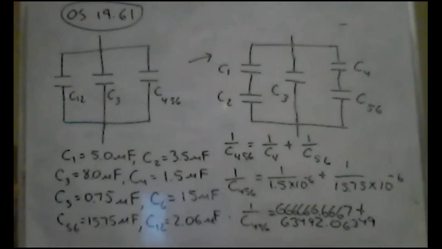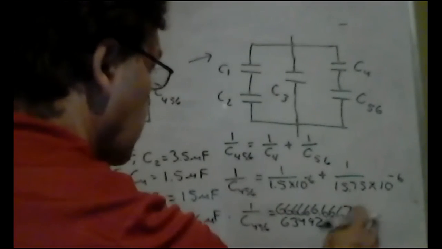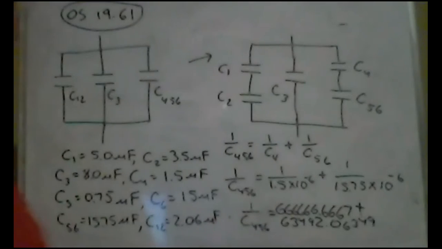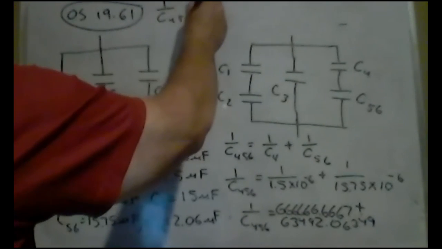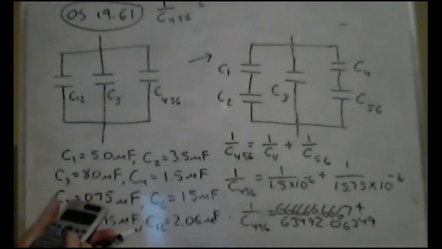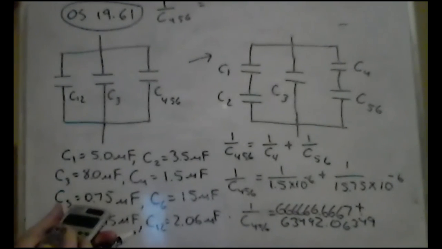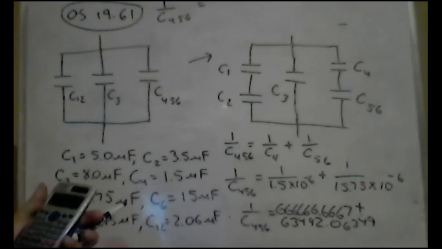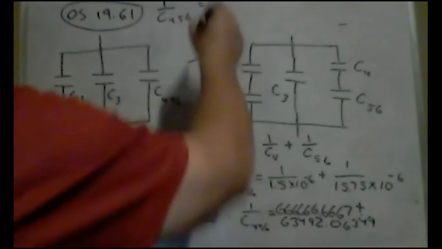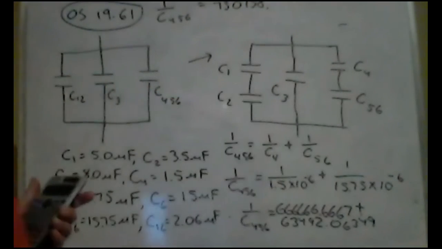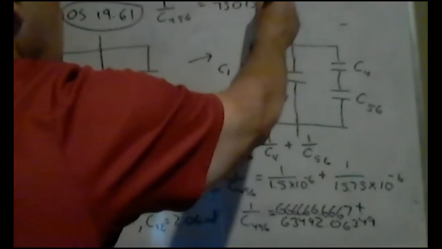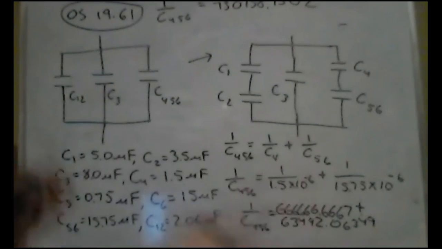Okay, two big numbers being added together. When I add these two big numbers together, a big number from this term, a big number from this term, I get 1 over C456. I get like 730,158, or 0.7302. Again, I'm just writing this all for effect. That's what my calculator says. Again, I don't want that big number. I want the inverse of it.